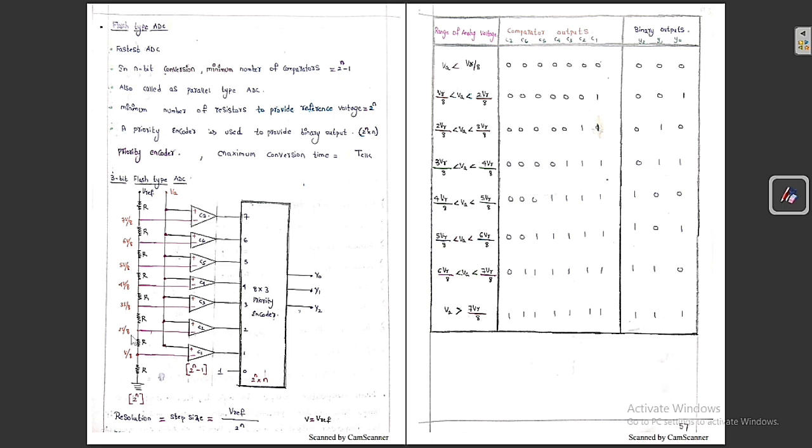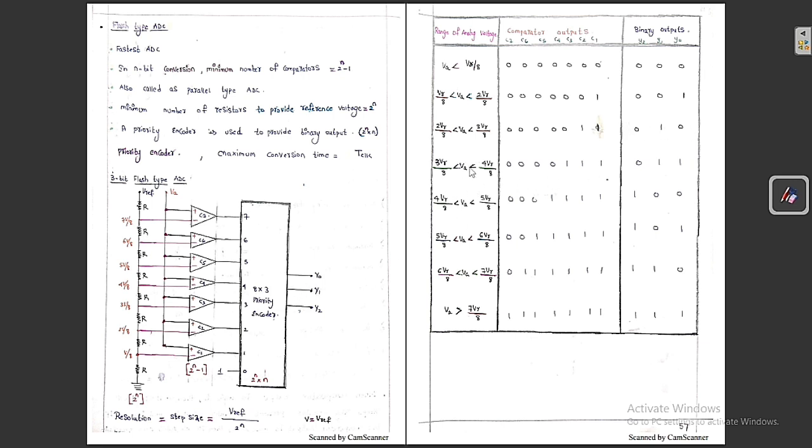Similarly, if VA lies between 2V by 8 to 3V by 8, then what is going to happen? C1 is activated, C2 is activated, and the remaining are inactive. So the output of C1 is 1 and the output of C2 is 1. Both are activated, and 0 is also activated. Out of these, 2 has more priority when compared to 0 and 1. So corresponding to 2, we get the binary output 0, 1, 0.